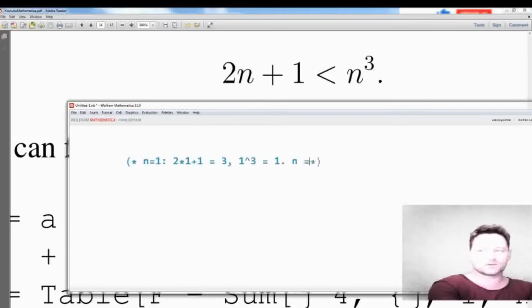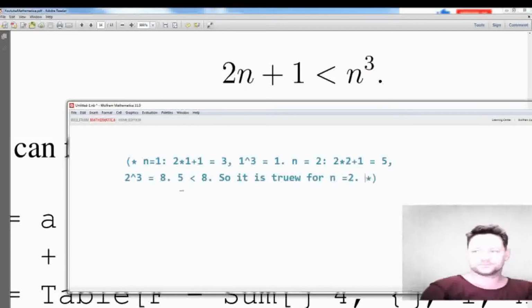What about n equals 2? On the left, we have 2 times 2 plus 1. This is equal to 5. On the right, we have 2 to the power of 3. This is equal to 8. Now, 5 is less than 8, so the result holds true for 2. So it is true for n equals 2. All right, so we've done that.